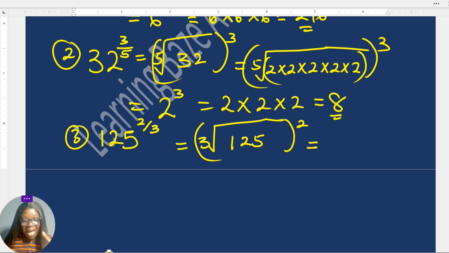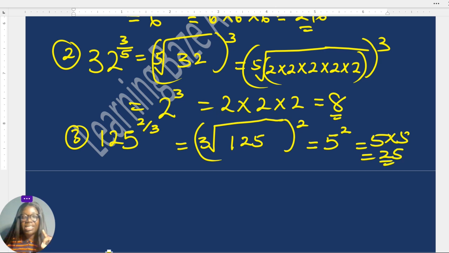So that is 5. So we're going to have 5 written down, then raised to power 2 that we have here. So 5 times 5 is 25. So our answer is 25. So I hope it is clear.